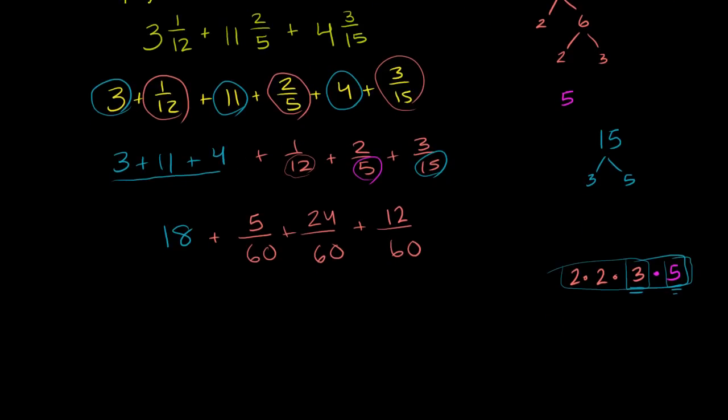So let's do that. So this is going to be 18 plus, and then over 60, we have 5 plus 24, which is 29. 29 plus 12, let's see, 29 plus 10 would be 39, plus 2 would be 41. And as far as I can tell, 41 and 60 do not have any common factors. 41 actually looks prime to me. So the final answer is 18 and 41/60.